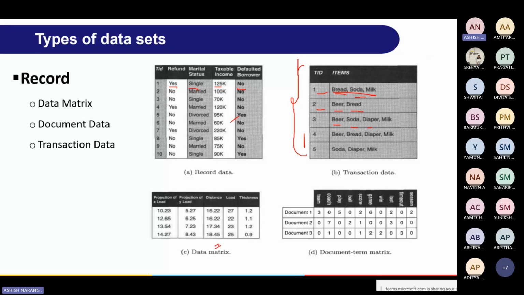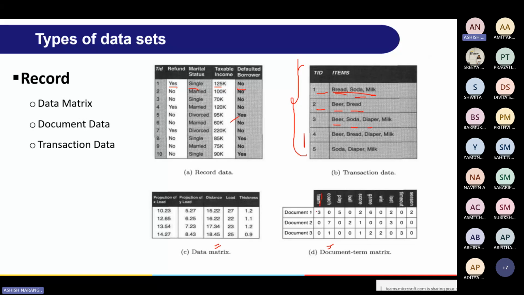Then you have the document term matrix. This is important when you are doing comparison of documents, meaning which two documents are more similar. So I'm going to pick up the frequency of each word. Let's say this is one word, team.